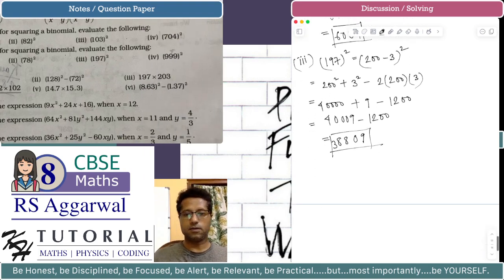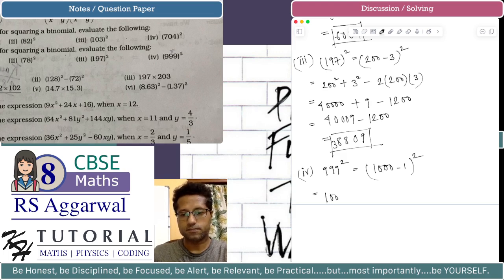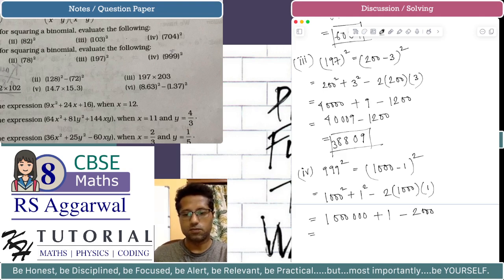Okay, so we have another part 4, which is the square of 999. This is equal to 999 is equal to 1000 minus 1. So we have 1000 minus 1 square. So this is equal to a square plus b square minus 2 into a into b. So this is equal to 1000 square, which is 1 and 6 zeros. We have plus 1 and we have minus 2000.